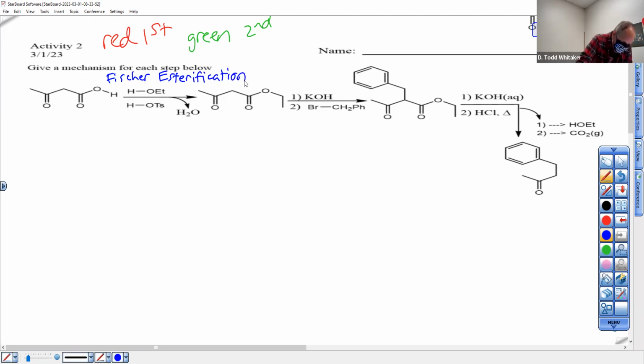Okay. First step is to activate the carbonyl. This time we're using hot, strong acid. Second step is to attack the carbonyl that you activated with the poor nucleophile. And when you did that first step, you made OTs negative, I hope you realize. Let's do it in black arrows, blue.